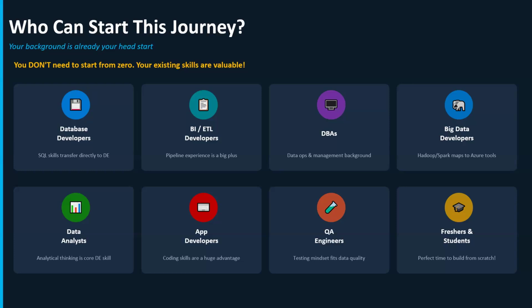So honestly, anyone who has the passion to get into data, it is a perfect platform to get into data engineering, right?